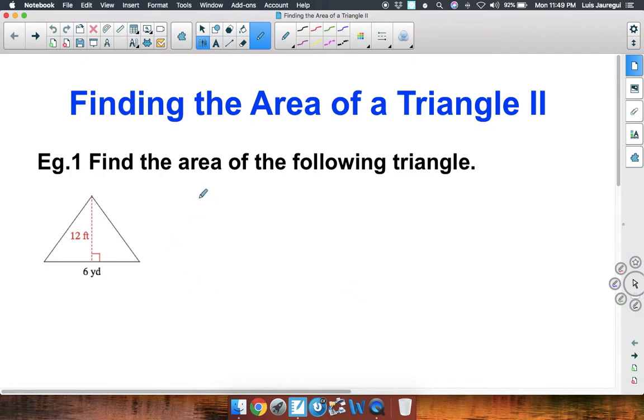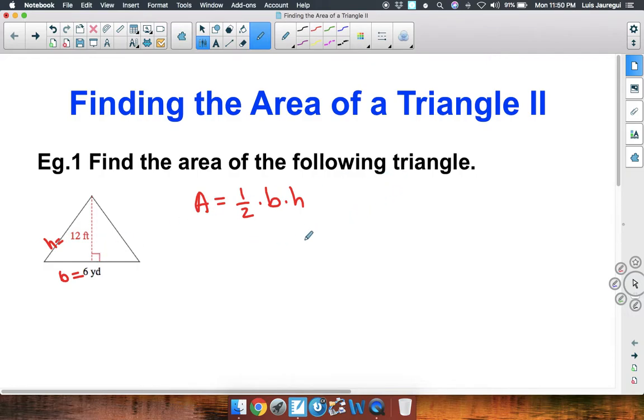If you recall, the formula to find the area of a triangle is area equals 1/2 times base times height. Let's identify what we know. We happen to know that the base is equal to 6 yards, and the height is equal to 12 feet. Notice that both the base and the height are in different units, so what we need to do is convert to the same units.